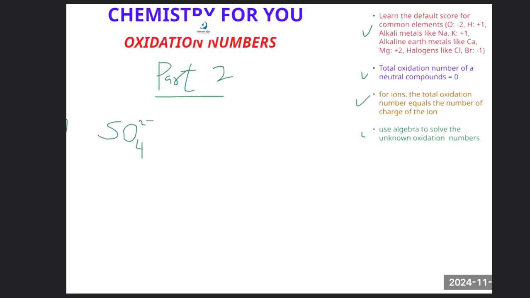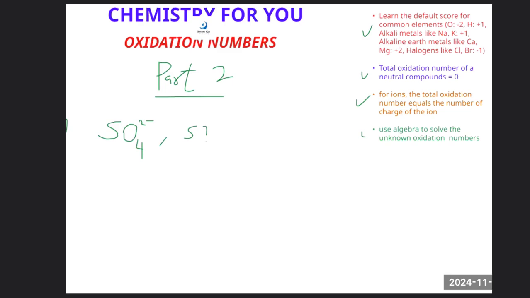This is question 3. We're going to dive into it quickly. We want to solve the oxidation number of sulfur in sulfate ion. So what is the oxidation number of sulfur in the sulfate ion? That's what we want to solve now. And please take note that this is an ion, it's a polyatomic ion.